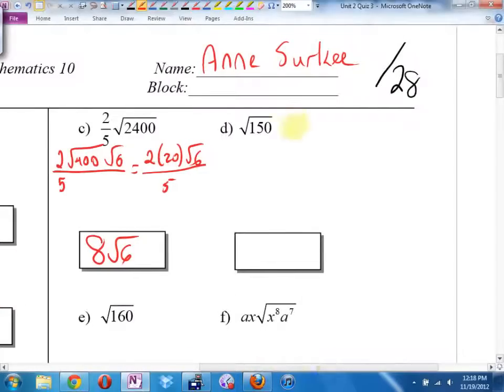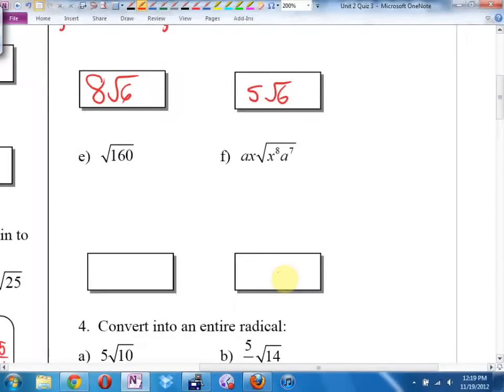Root 150. 25 and... Root 25, root 6, 5 root 6. Half mark, half mark. Root 160, I think. Root 16, root 10. 4 root 10.